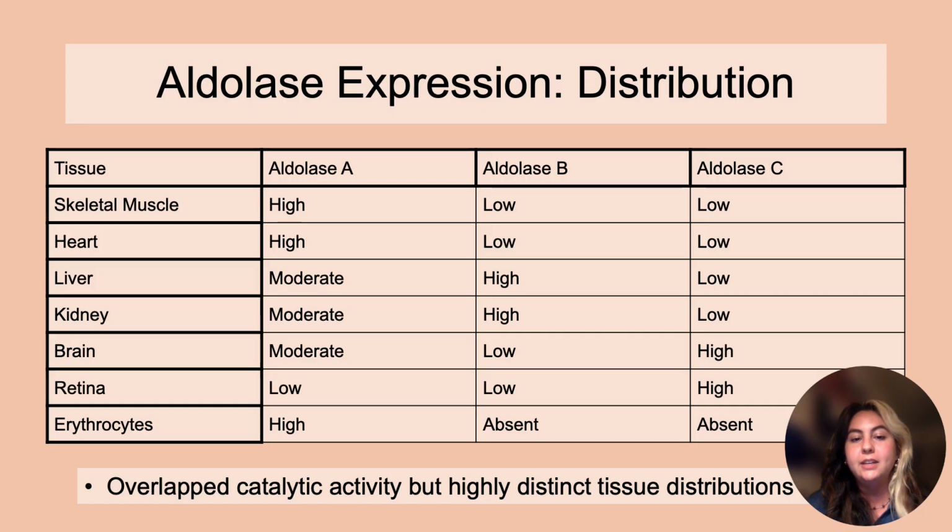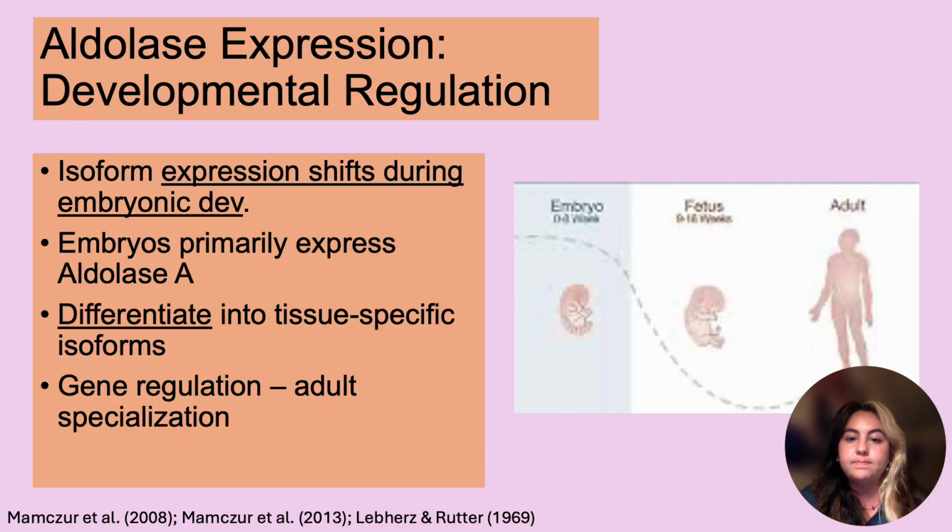If you notice, there's not a single organ or tissue type where you've got high expression of two different isoforms at the same time. In skeletal muscle, the heart, and the erythrocytes, you've got high aldolase A. In the liver and the kidney, you've got high aldolase B. And in the brain and the retina, you've got high aldolase C. So they're dividing up that workload pretty much evenly, and that's going to allow each of these isoforms to maximize the work that they're able to do.